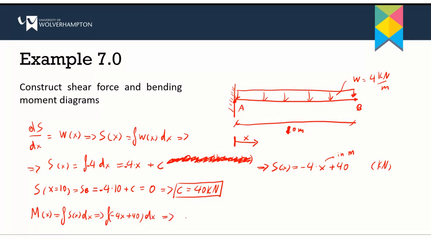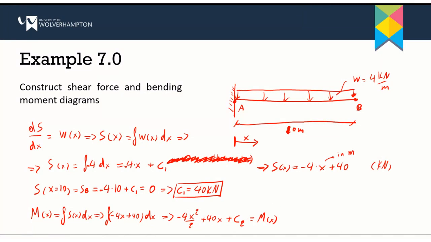So this would be negative 4x squared over 2 plus 40x plus another constant, let's say C2. So let's call this one C1 instead. So here, to calculate C2, once again, oh, this is M of X, we will need to use a known moment. We know that the moment at point B is zero, so we can use that to solve for this example.